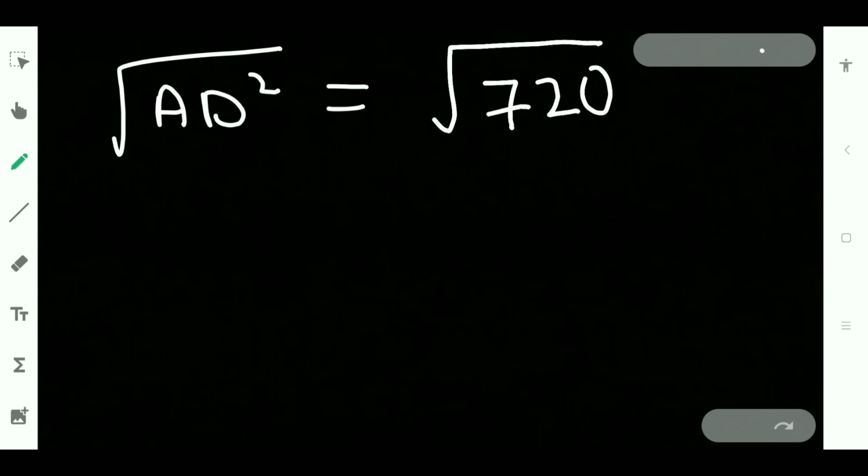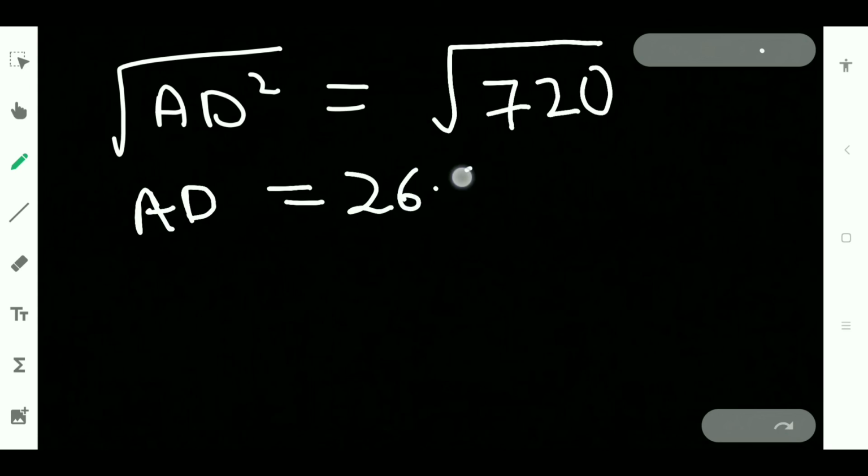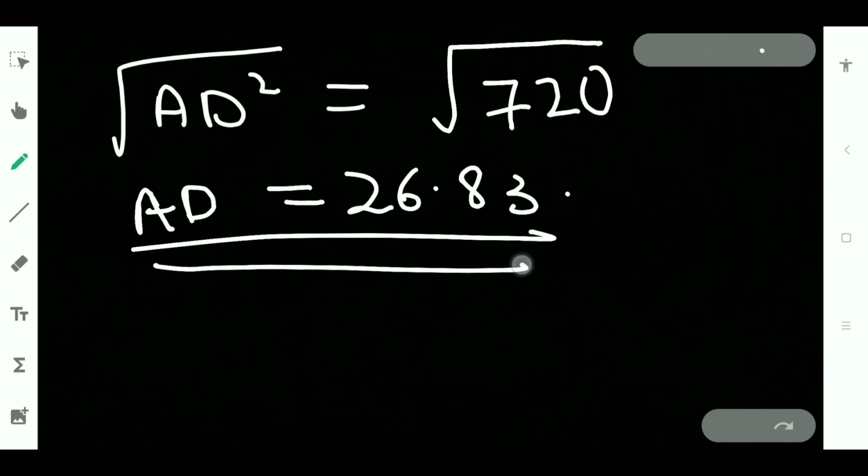For this one, when you do the long division method to find the root, you are getting 26.83. AD is equal to 26.83. I am not showing the long division method. You can do it in your book and find, and this is the round off value. AD is equal to 26.83 you are getting over here.